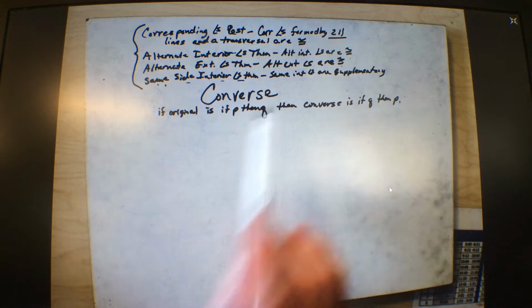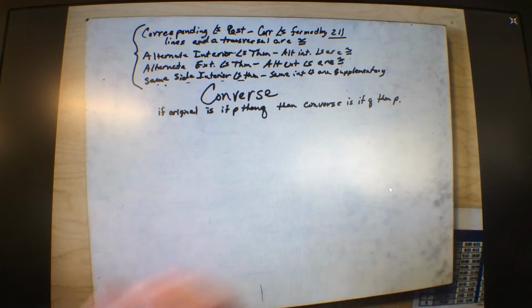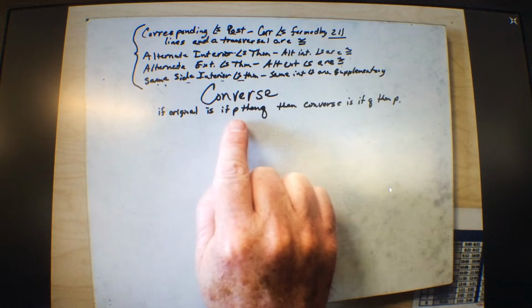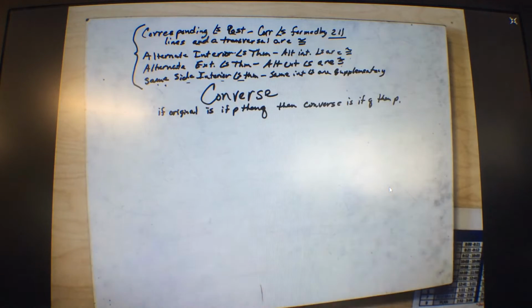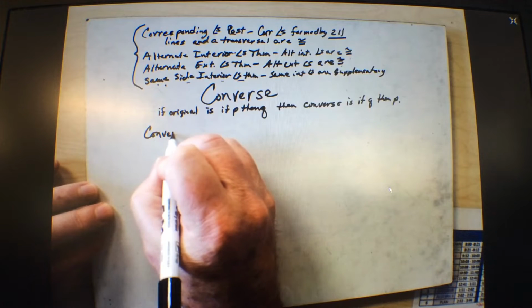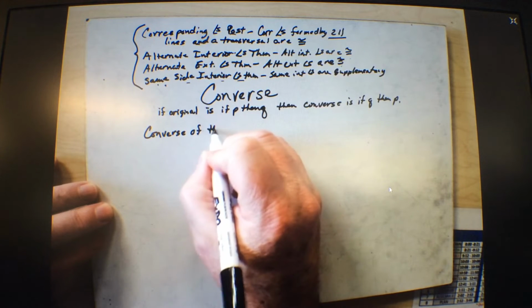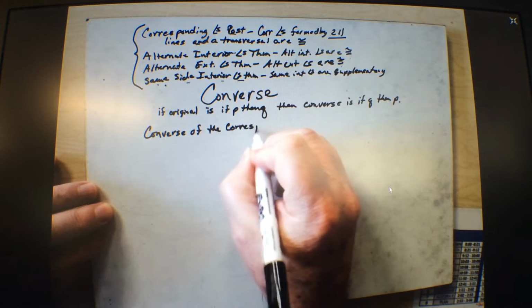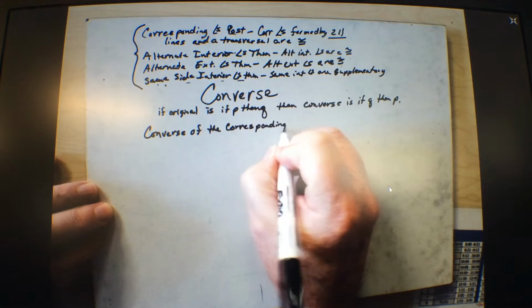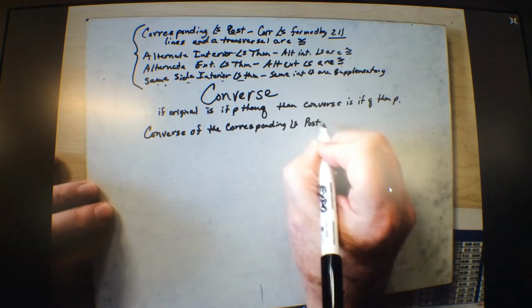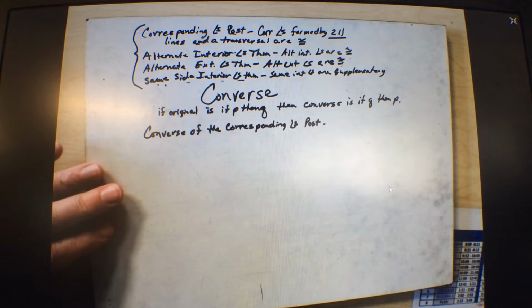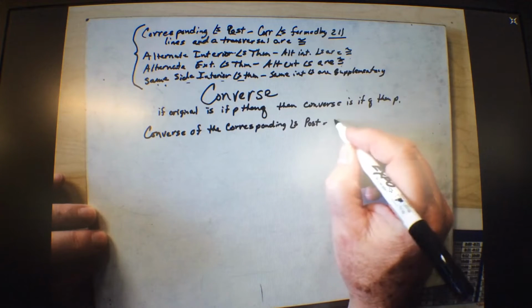So then we talked about a converse, which we haven't had in a chapter or so. The converse says if the original is if P then Q, then the converse is if Q then P. We switch the hypothesis and the conclusion, right? Well, that's what we're going to do today. We're going to have the converse. And the first one is the converse of the corresponding angles postulate. So we're going to switch the conclusion with the hypothesis.